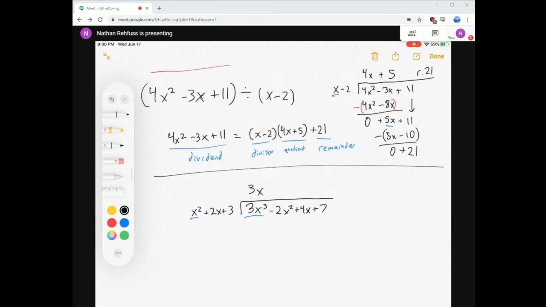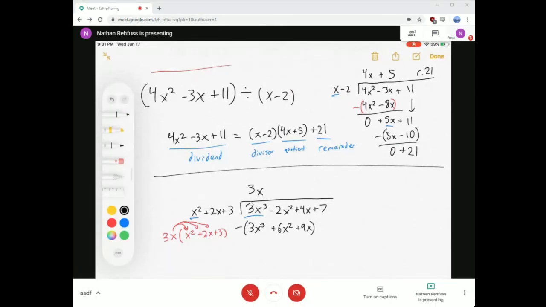So now what we do is we take this 3x and we multiply it by x squared plus 2x plus 3. And I'll have to distribute to all 3 of those terms. So that's going to get me 3x times x squared is 3x cubed. Good, I needed those to match up. 3x times 2x is 6x squared, and 3x times 3 is 9x. Remember your parentheses. All 3 of these terms are going to get subtracted. It's just like subtracting 369.